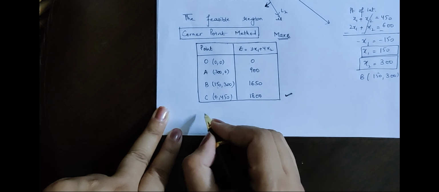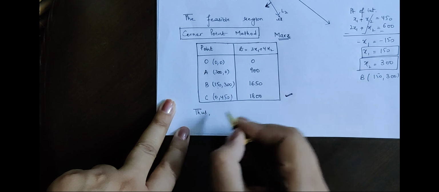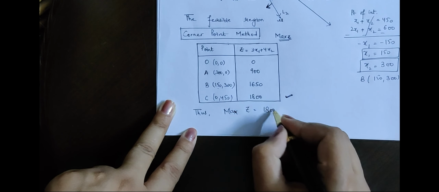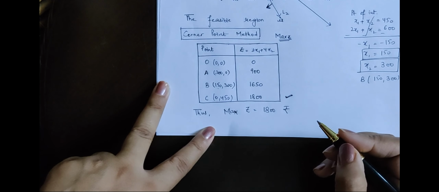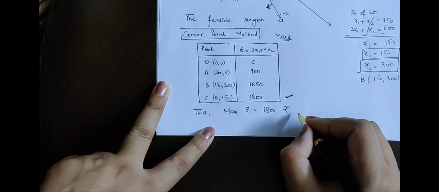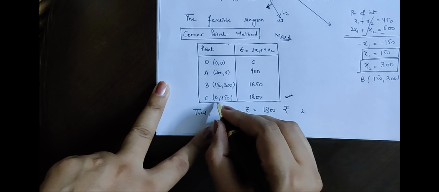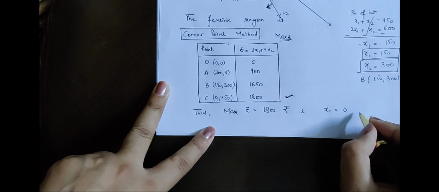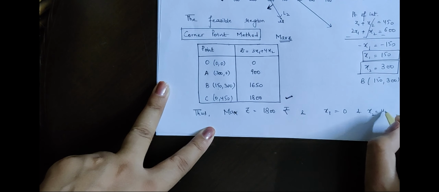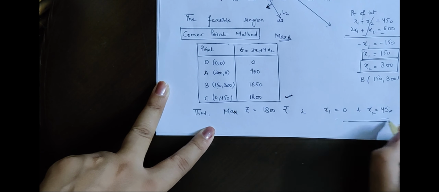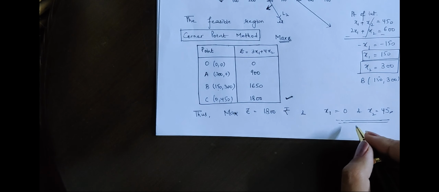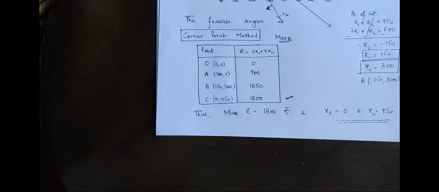So how do we write the final answer? Thus, maximum Z is 1800, which is the actual total profit that can be earned by the manufacturer. And how many units of each product are produced? x1 equals 0 and x2 equals 450. This is my final answer, in which the company will obtain the maximum profit. So this is the way to apply the graphical method to a problem. Thank you.